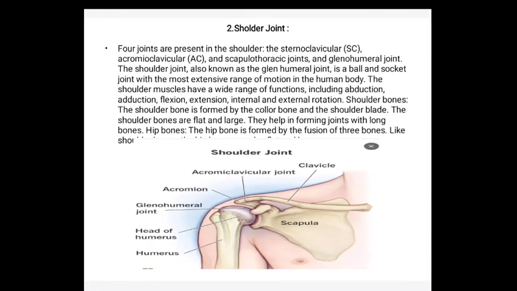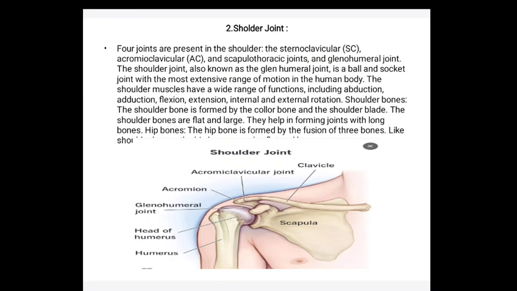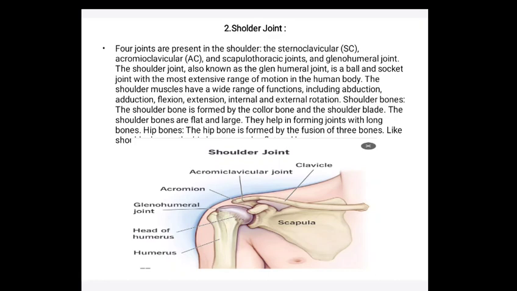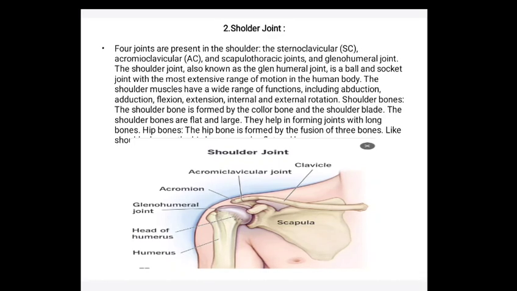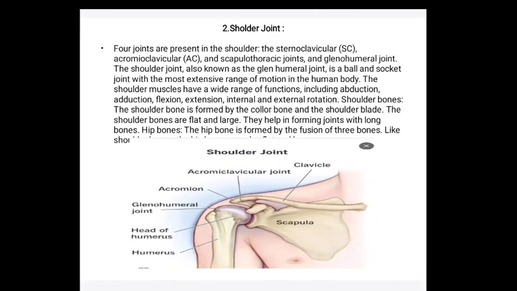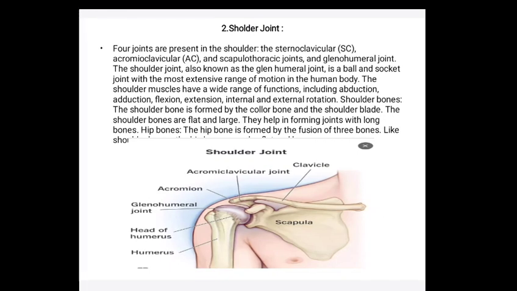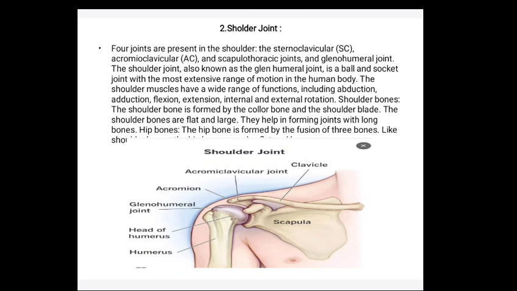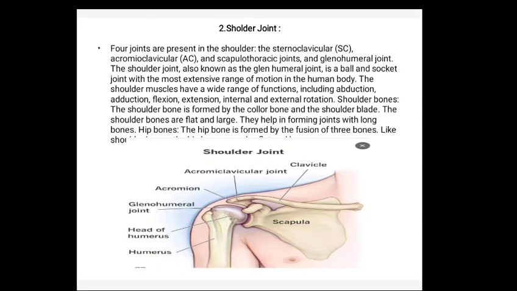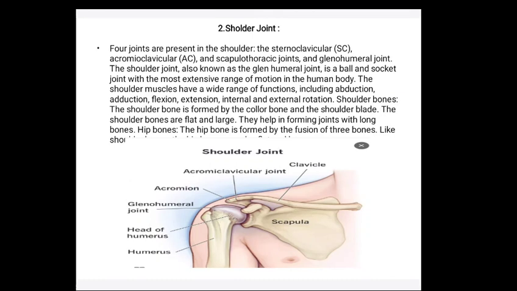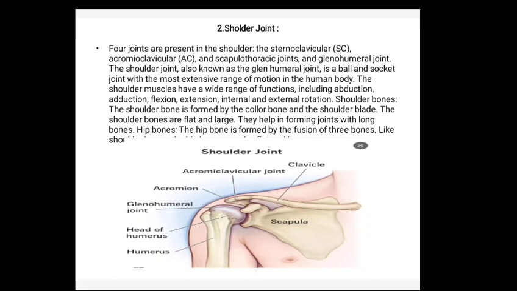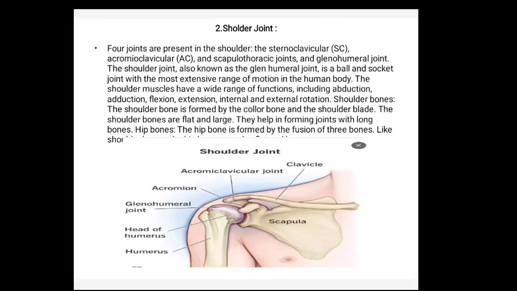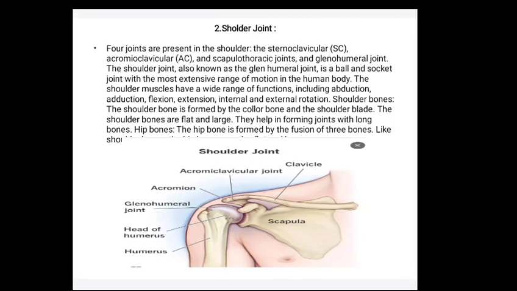The shoulder joint, also known as the glenohumeral joint, is a ball and socket joint with the most extensive range of motion in the human body. The shoulder muscles have a wide range of functions, including abduction, adduction, flexion, extension, and internal and external rotation.